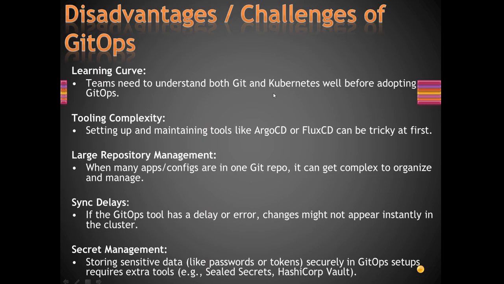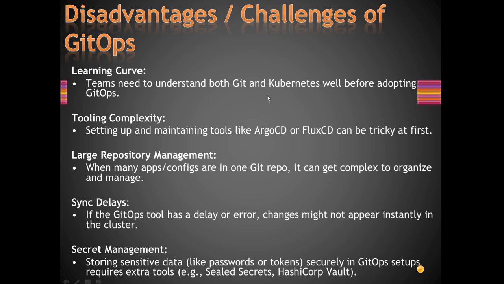Some of the disadvantages and challenges of GitOps. Learning curve: teams need to understand both Git and Kubernetes before adopting GitOps. Tooling complexity: setting up and maintaining tools like Argo CD or Flux CD can be tricky at first. Large repository management: many app configs in one Git repo can get complex to organize and manage.